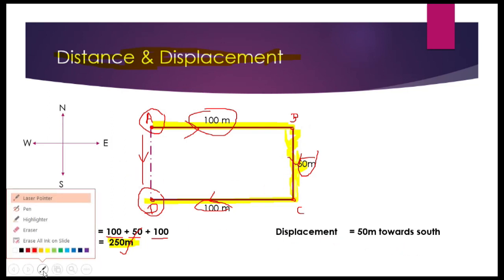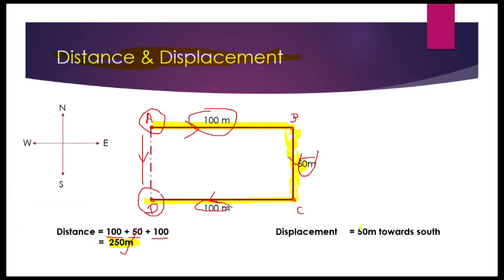But displacement is a vector quantity with a direction. Displacement has a direction from starting point to end point, and that's why it is 50 meters towards south. So 50 is the magnitude, south is the direction. Therefore displacement has both magnitude and direction, so we consider it a vector quantity. Distance is not a vector quantity, it's a scalar quantity, because it has only a magnitude. This number is the magnitude, and there's no direction. Therefore we consider it a scalar quantity.